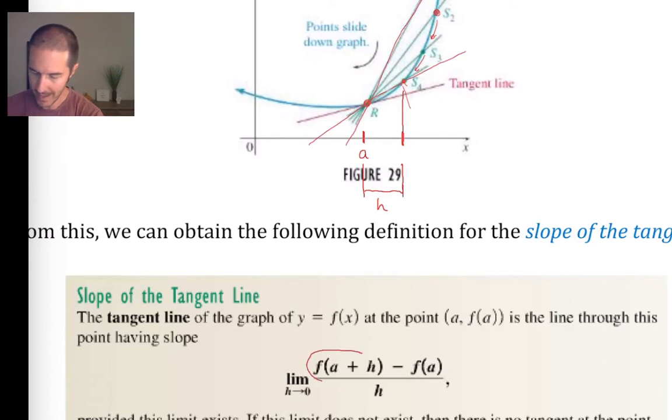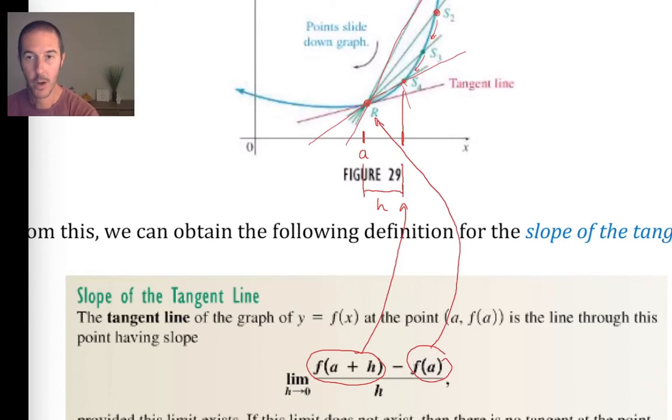Now, remember please that f of a plus h represents a y value. That's the y value of our secondary point. And f of a is the y-coordinate of point R. So what you're seeing in the numerator here is y2 minus y1. So this looks a lot like the calculation of slope.